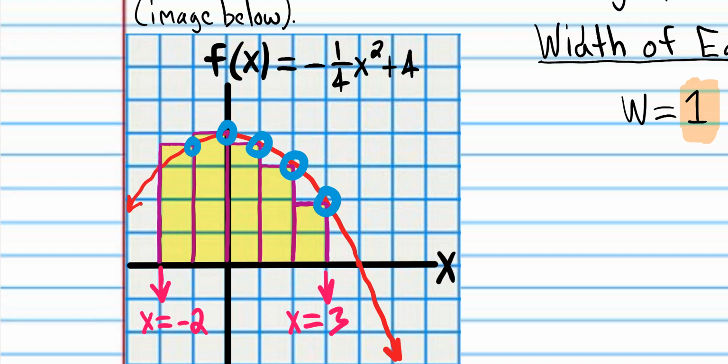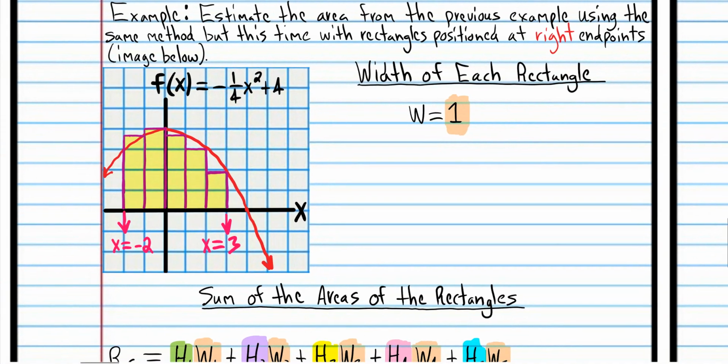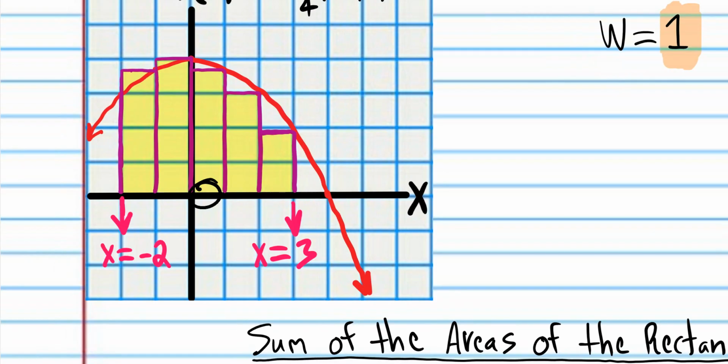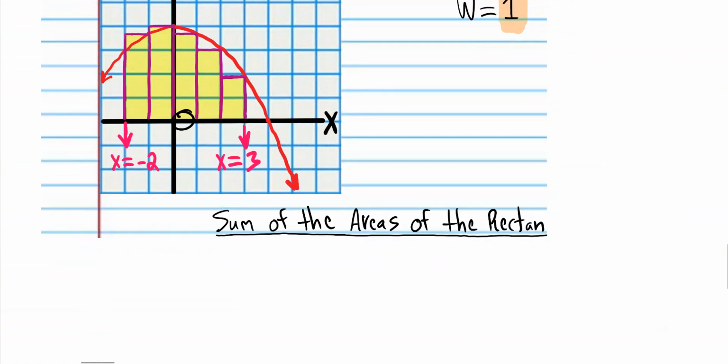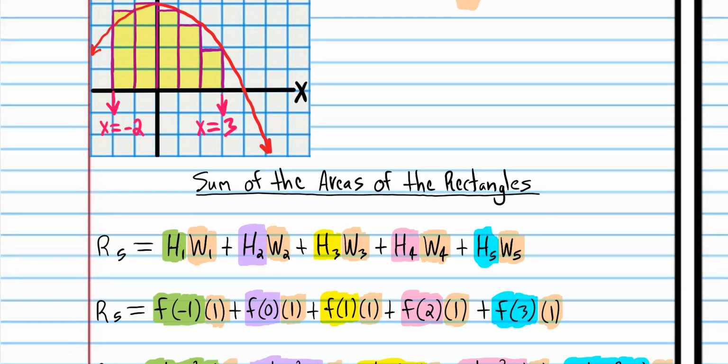The top left corner of each rectangle, that's not going to necessarily hit the red graph. You see those green circles? Those corners, those top left corners are not hitting the graph anymore. So we call this a Riemann sum calculated using right endpoints. So now we're going to do the same thing. The width of each rectangle is obviously still 1, right? These widths are just 1. And we have to calculate the heights of each rectangle.